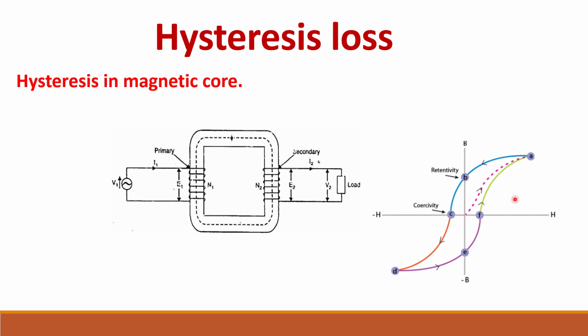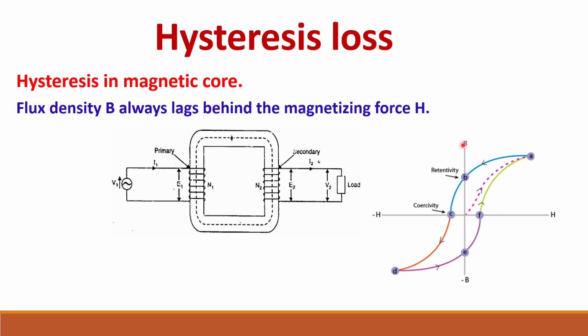So in any magnetic material, we have this BH curve, which gives the relation between the flux density and the magnetizing force. Magnetizing force is directly proportional to the current. So we give an alternating current to the transformer. Whenever you give an alternating current, an alternating flux will be produced. This flux linking with the core is also alternating. So because of this, we are getting this hysteresis.